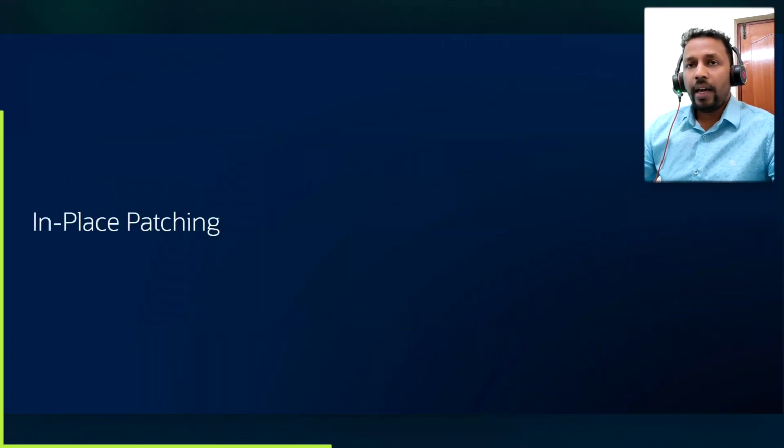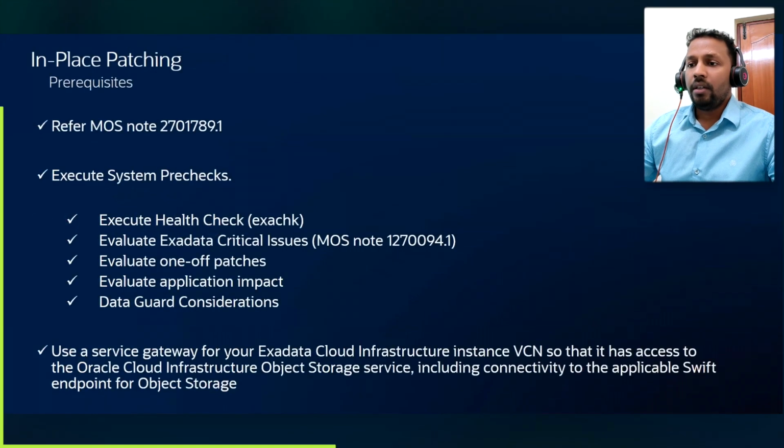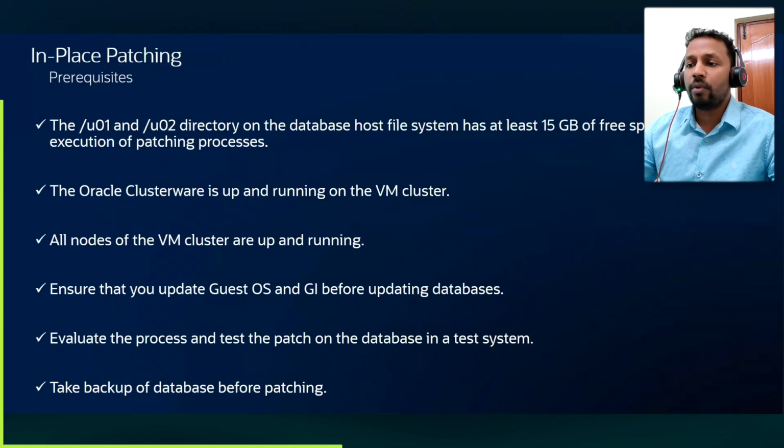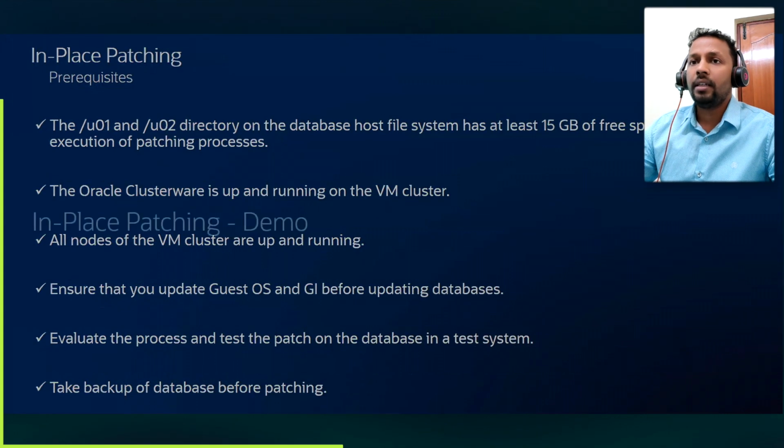Now we have seen what out of place patching is and how it can be initiated. Let's see more about in-place patching. The prerequisites are the same as out of place patching, except that you don't have to create a new home, because we are going to use the existing home. There is no need for any new home. So I'll skip this portion, as it is the same as what we discussed for out of place patching.